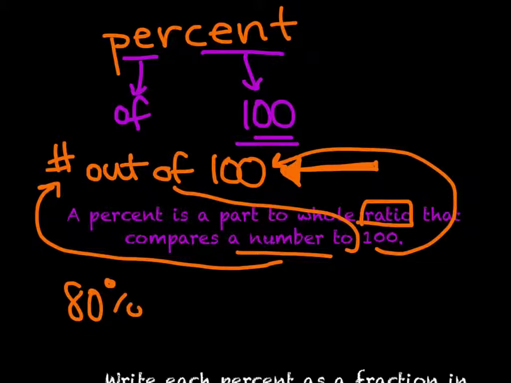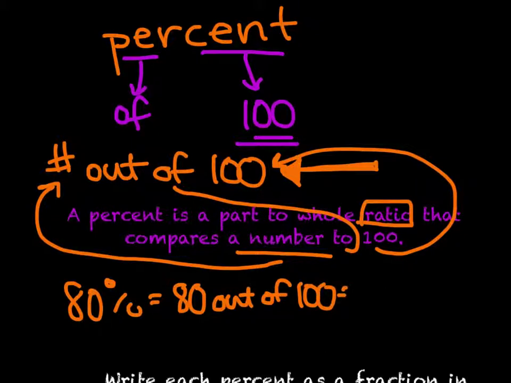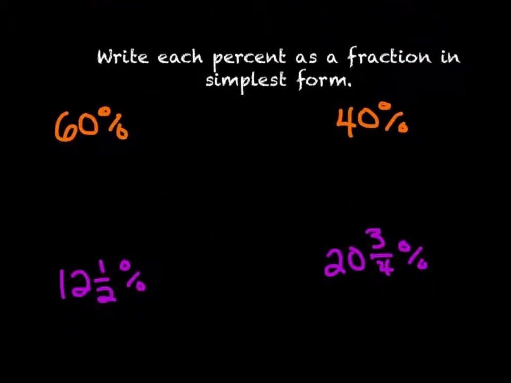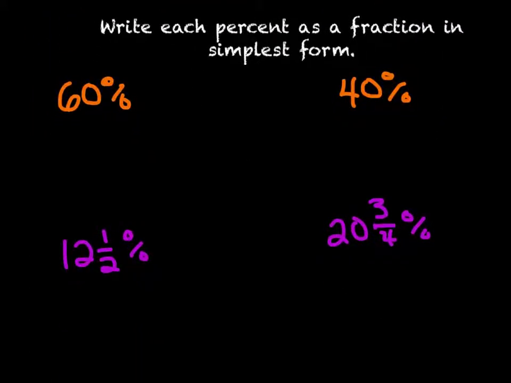If we look at the number 80%, we could rewrite this as 80 out of 100, which could also be written as 80 over 100. We could then simplify that 80 over 100 to 8 over 10 and then 4 over 5. So as a simplest form fraction, it's 4 over 5, and that is 80%. Now let's think of this concept, a number out of 100. We need to write each percent as a fraction in simplest form.